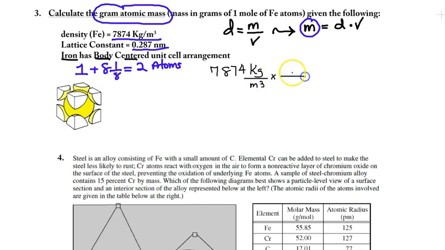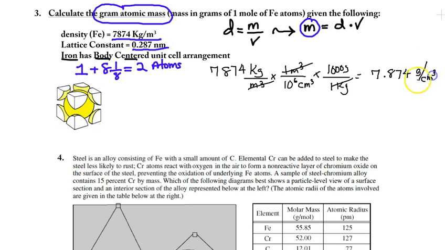And I'm going to get rid of my 1 meter cubed. 1 meter cubed is equal to what? That's right, 10 to the 6 centimeters cubed. That gets rid of that, and kilograms, and I'm going to get rid of my kilogram. 1 kilogram is equal to what? 1,000 grams, yes. All right, so when I do this, what I get is 7.874 grams per centimeter cubed.